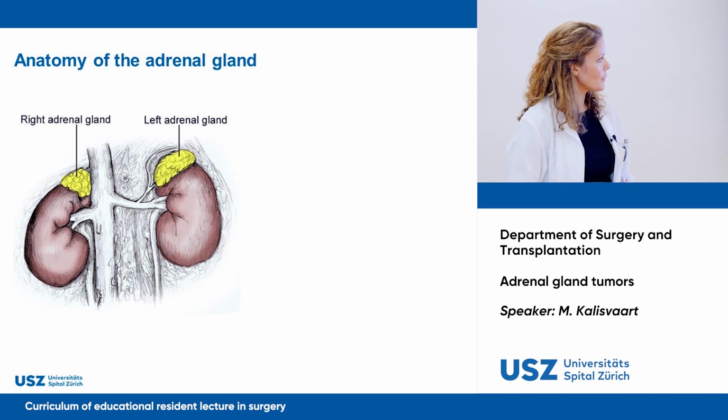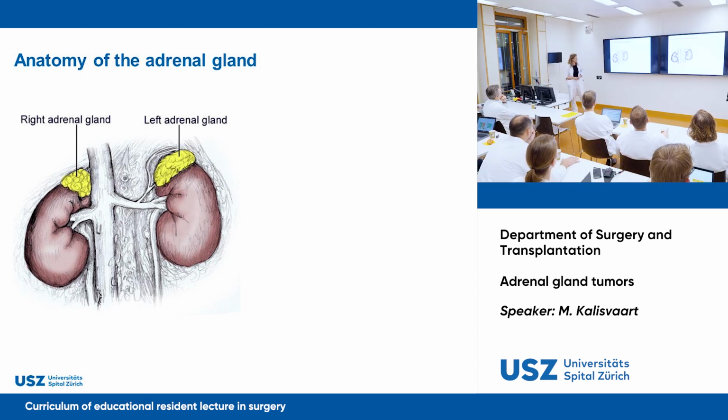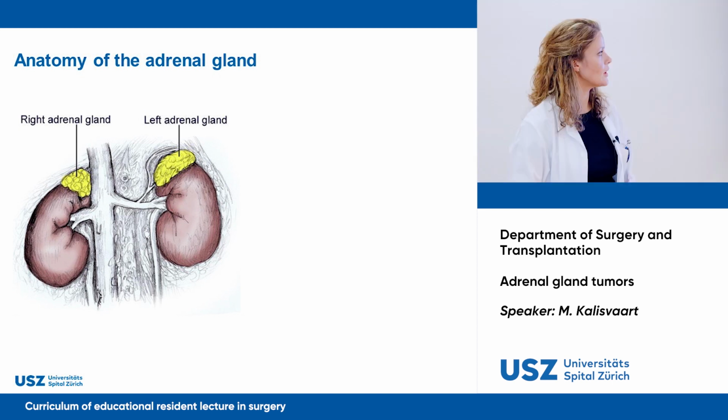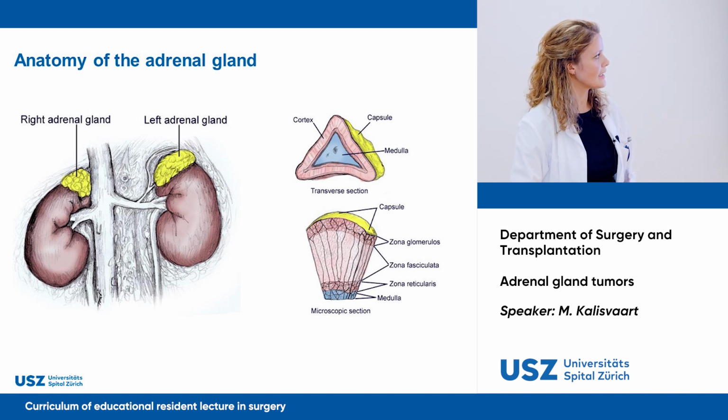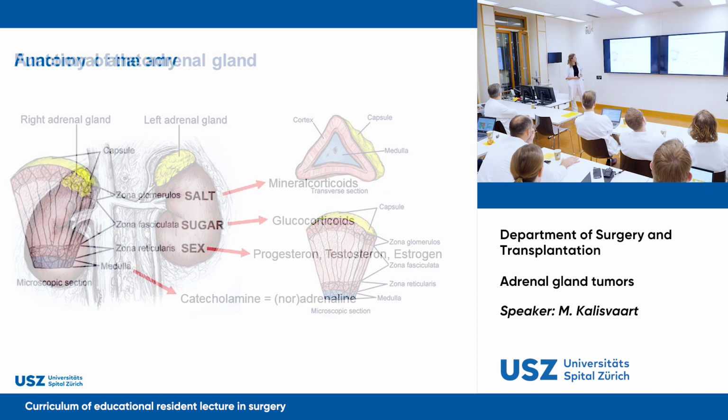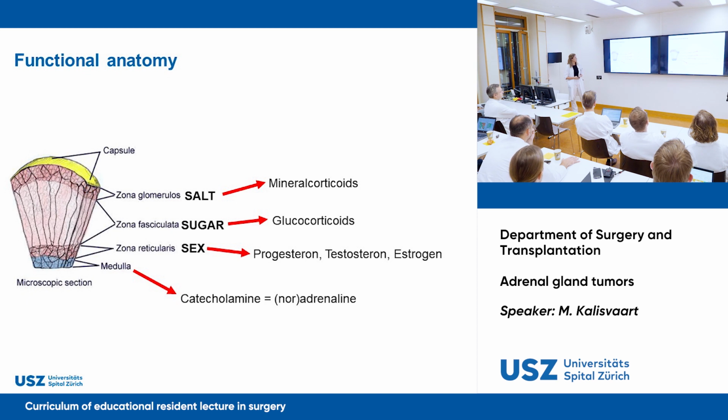First, the anatomy of the adrenal gland. We have two, both cranially to the left and right kidney, which are located in the back of the abdomen, close to the large vessels. This is a more detailed overview of the adrenal gland. You can see that it has a capsule and then a cortex and a medulla. And here then the functional anatomy, which is divided into 4 zones.